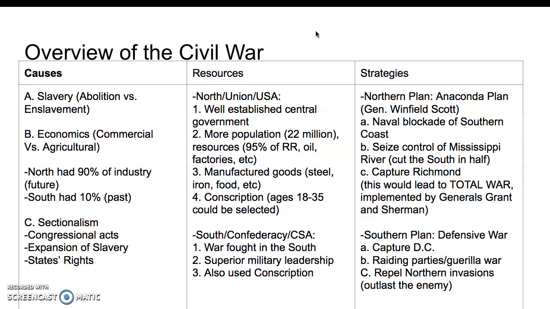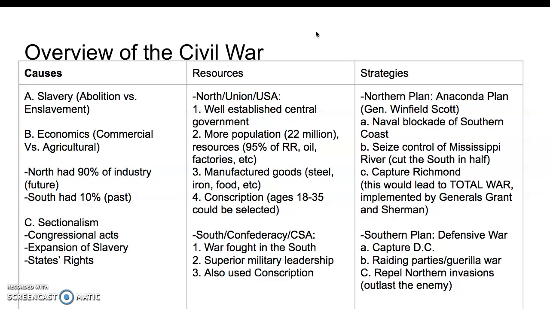The Northern Plan at the beginning of the war, created by General Winfield Scott, was called the Anaconda Plan. It involved these three components: naval blockade of the southern coast, so they could not receive aid from any foreign countries. They would seize control of the Mississippi River, cut the South in half, so you have the western South, which would be like Texas and Louisiana beyond that, and the eastern half. And then capture Richmond, the capital. This would lead to the total war implemented by Generals Grant and Sherman. We'll talk more about that later on.